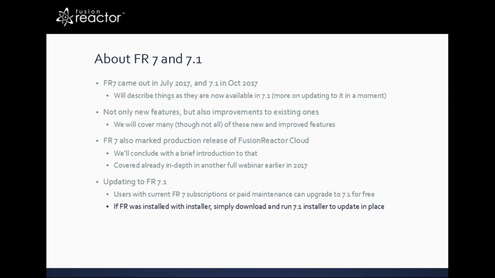If you installed FusionReactor using the available installer, then all you've got to do is download and run that installer, and it updates your current release of 7 into 7.1, or 6 into 7 or 7.1. It's very straightforward to do that.